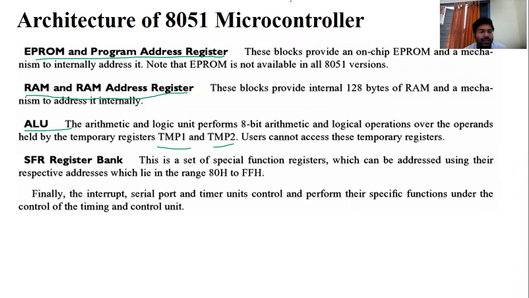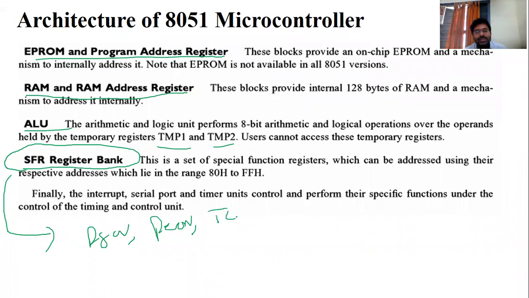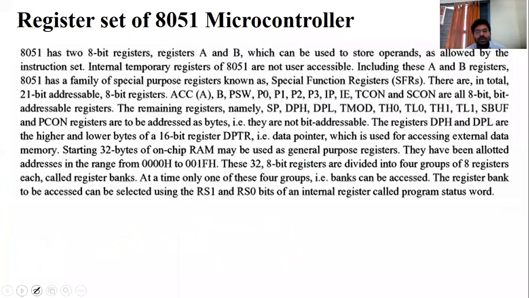Then you know the SFR bank. Different types of registers are available in the SFR: the PSW register, the PCON register, the TCON register, and so on. What are the different types of registers, and how is the register set organized? See this, these are the different types of registers available in the microprocessor. A is the accumulator, and B is another register, two registers. Then the special purpose registers, these two are special purpose.